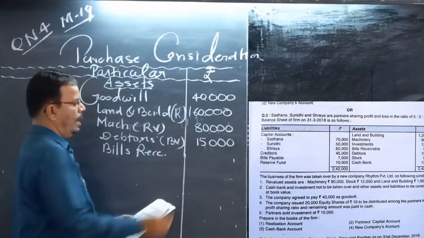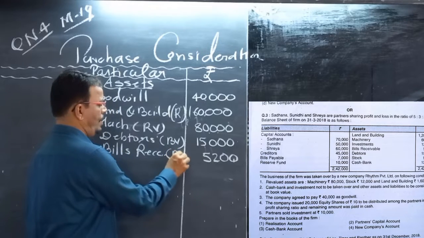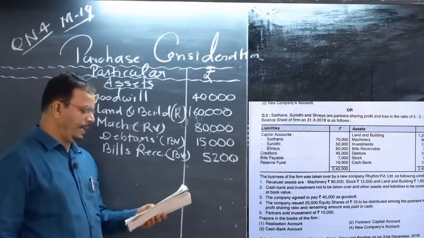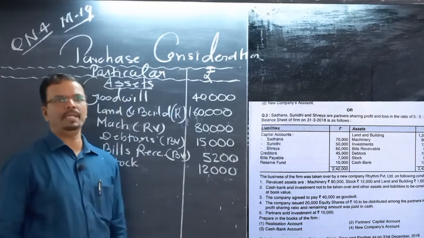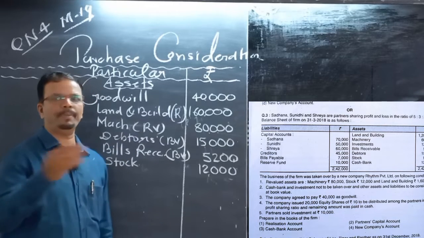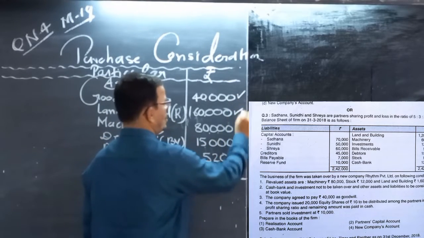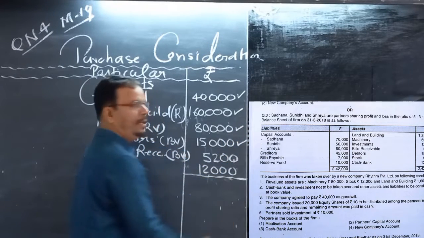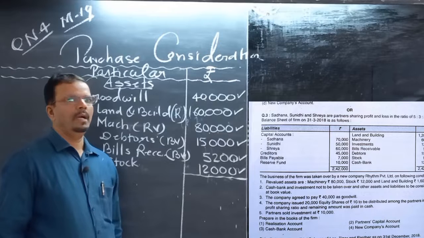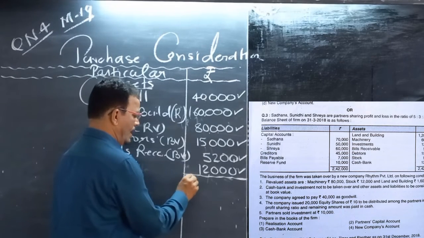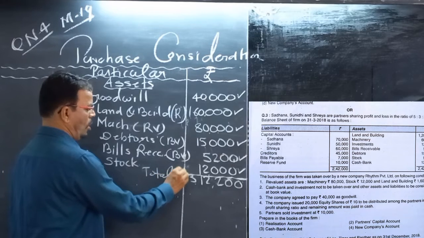After debtors, we have bills receivable. How much value is given? 5,200. No revalue is given, so we'll take BV, book value. After that, last is stock. How much revalue is given for stock? 12,000. So in this way we have taken the assets, sometimes revalue, sometimes book value. When revalue is not given, we take the book value. Now we have to add 40,000, 1,60,000, 80,000, 15,000, 5,200 and 12,000. How much is the total coming? 3,12,200. This is the total of assets.